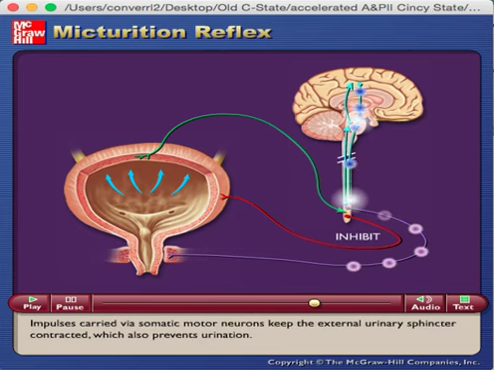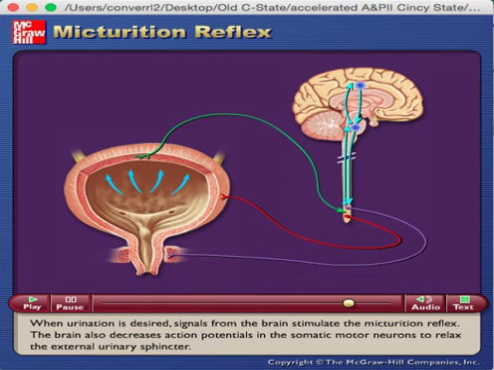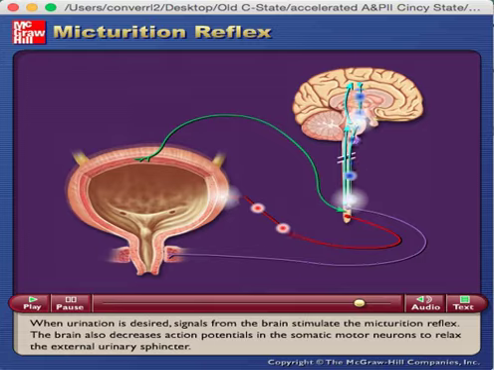Impulses carried via somatic motor neurons keep the external urinary sphincter contracted, which also prevents urination. When urination is desired, signals from the brain stimulate the micturition reflex. The brain also decreases action potentials in the somatic motor neurons to relax the external urinary sphincter.